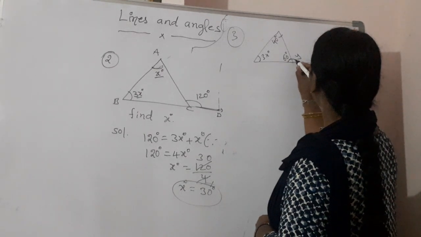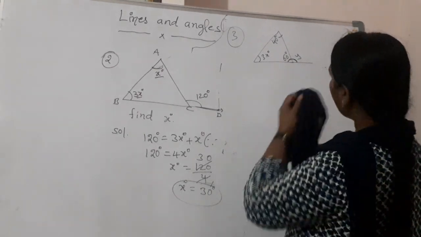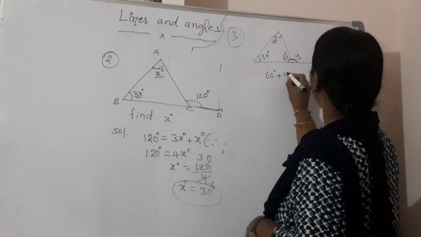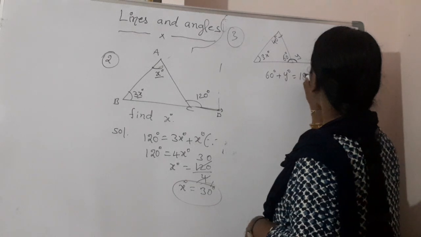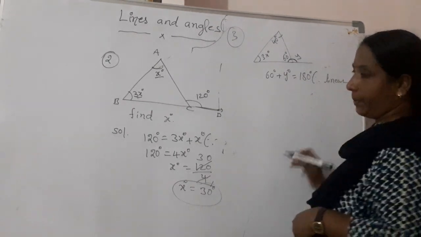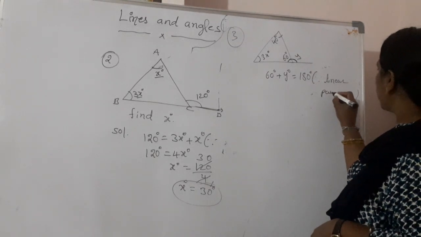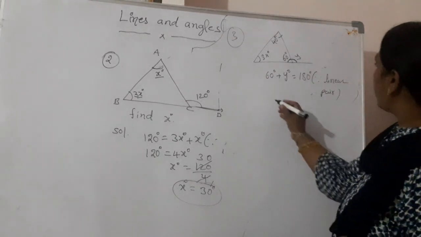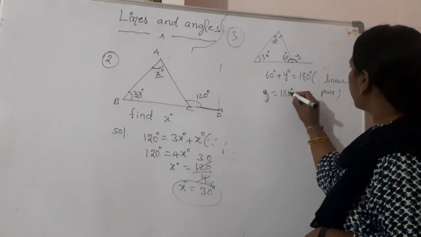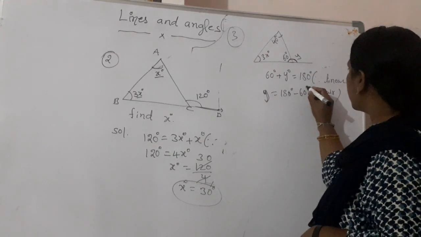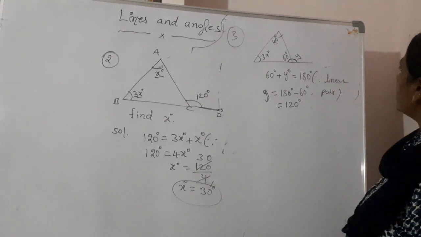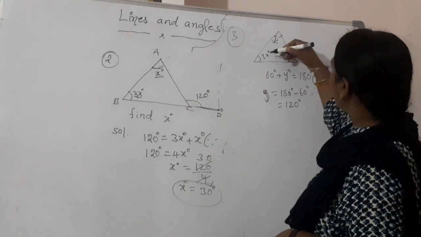So here, same. These are linear pair of angles. For this you will get the y value. See here, 60 plus y degrees equal to what? 180, since linear pair angles. So y equals 180 minus 60, which is 120 degrees. Next you need the x value.